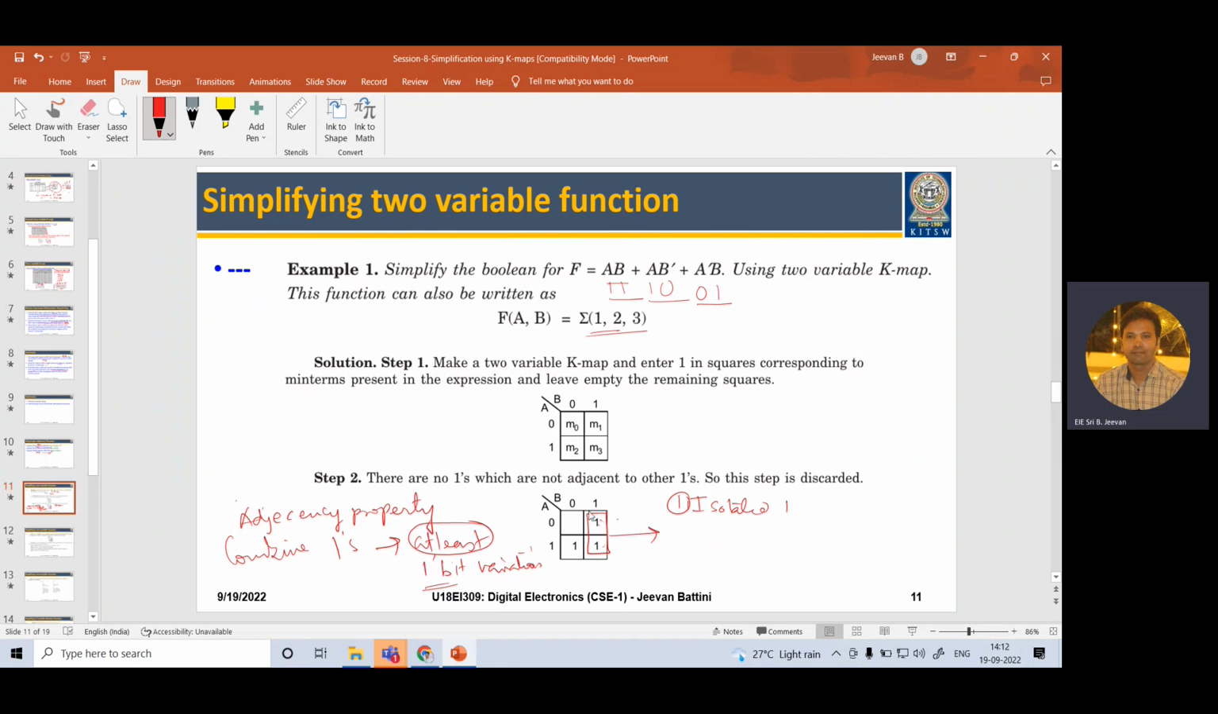What is the result? Write the common variable, B is common. So you have to eliminate the variable which is changing. Next, what is the other one that is left out? This one has to be covered. Combine these two. As a result, A is common for both. So that's it. All the ones are covered.